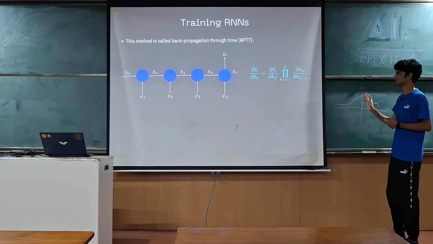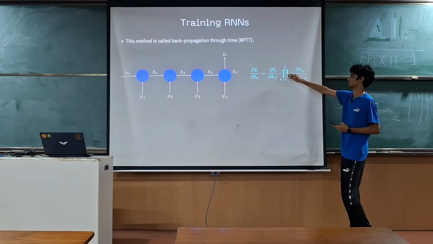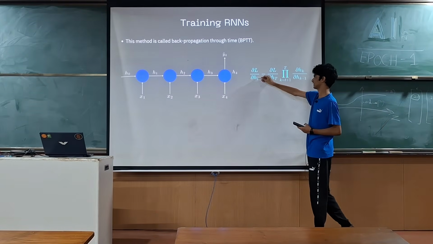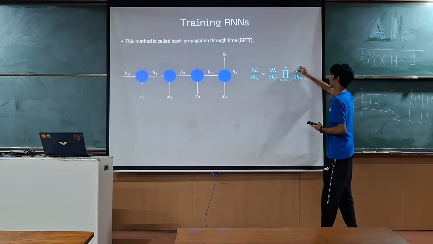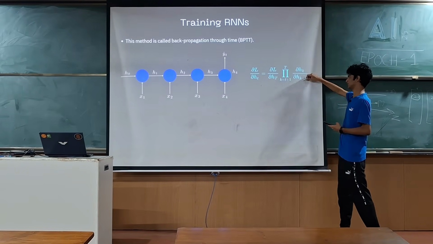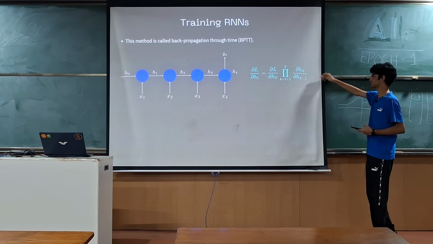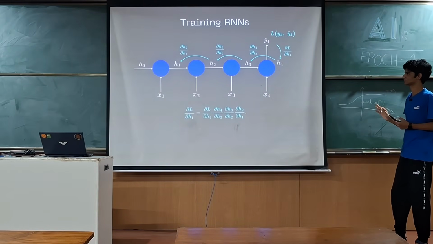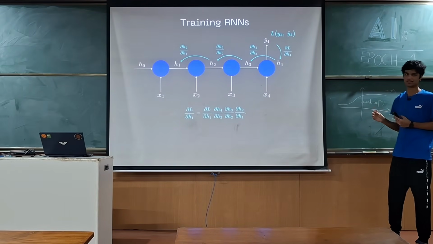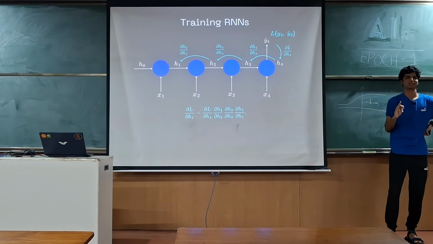So just a more general form is loss with respect to a particular weight state is loss with respect to the final one, and then all the internal ones. So you get h4 by h3, h3 by h2, h2 by h1. I'll just stop there. Does anyone have any doubts here?